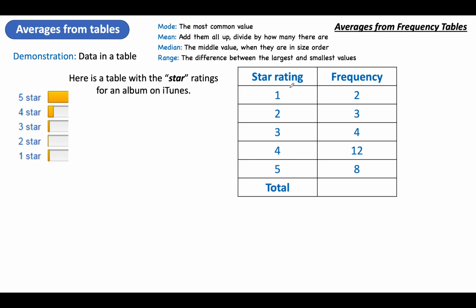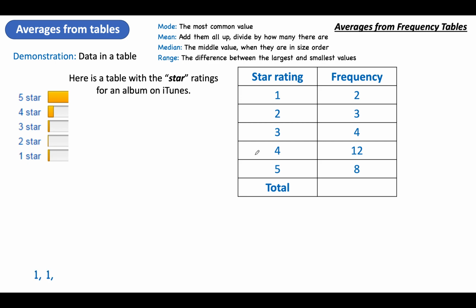So what have we got? Well, first of all, let's work out some averages. Oh, no, let's talk about what the table means first, actually. So star rating. 2 people gave it 1 star, 3 people gave it 2, 4 people gave it 3 stars, 12 people gave it 4, and 8 people gave it 5, right?